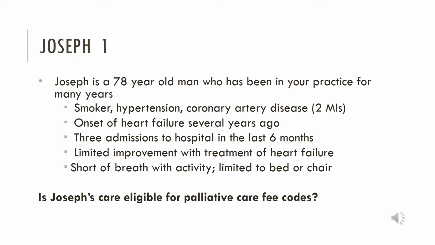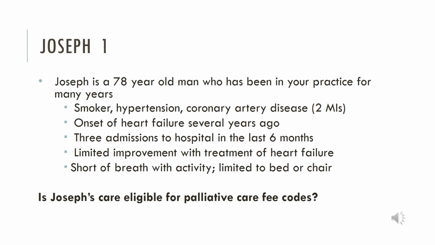Let's talk about Joseph. He's a 78-year-old man who, along with his wife, has been in your practice for many years. He has been a smoker and has had long-standing hypertension. For years, he has suffered 2 myocardial infarctions, and in the last several years has developed heart failure. In the last 6 months, his heart failure has worsened.